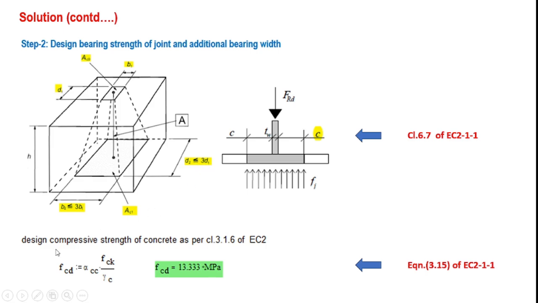Now first we proceed for the computation of the design compressive strength. This is done using equation 3.15 of EC2, wherein FCD, that is the design compressive strength, is calculated as alpha cc into FCk by gamma c. Substituting the various values, we obtain FCD as 13.33 MPa.